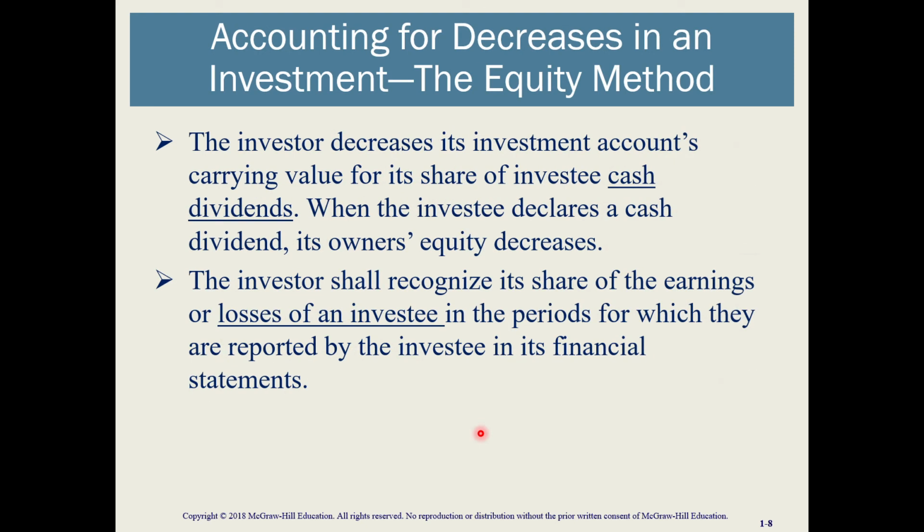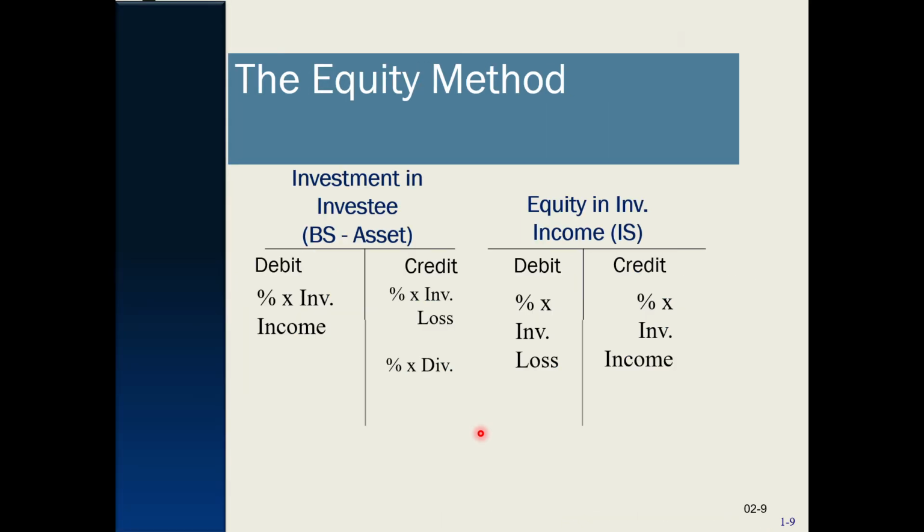These two slides, the increases and decreases on the equity method investment account, are summarized in this slide. Basically, you're going to have two accounts that are new to you that we didn't actually look at in intermediate accounting. We have an investment in investee account. This investment in investee account is a balance sheet account, an asset. We said that at the beginning of our last presentation. And the other account that goes with our equity method is the equity in investee income. This is an income statement account.